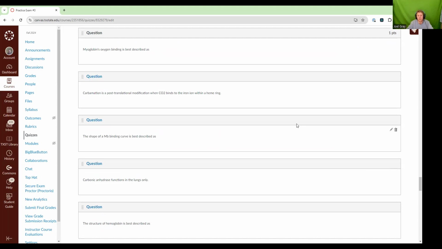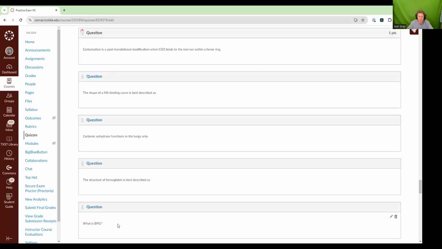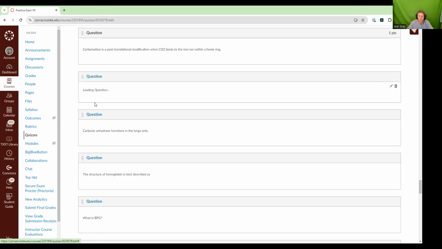To change that question up a little bit, hemoglobin's oxygen binding is best described as positively cooperative. Carbamation is a post-translational modification when CO2 binds to the iron ion within a heme ring. True or false? And that is false. The reason that's false is because carbamation is a particularly unique post-translational modification where CO2 is bound to or added to the N-termini of the protein.